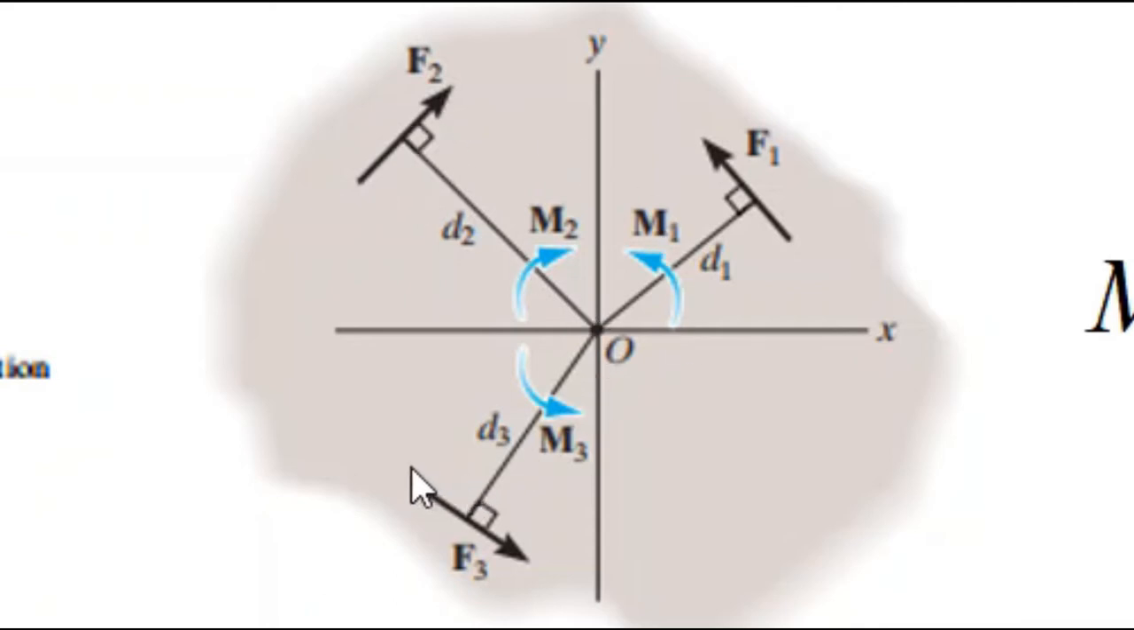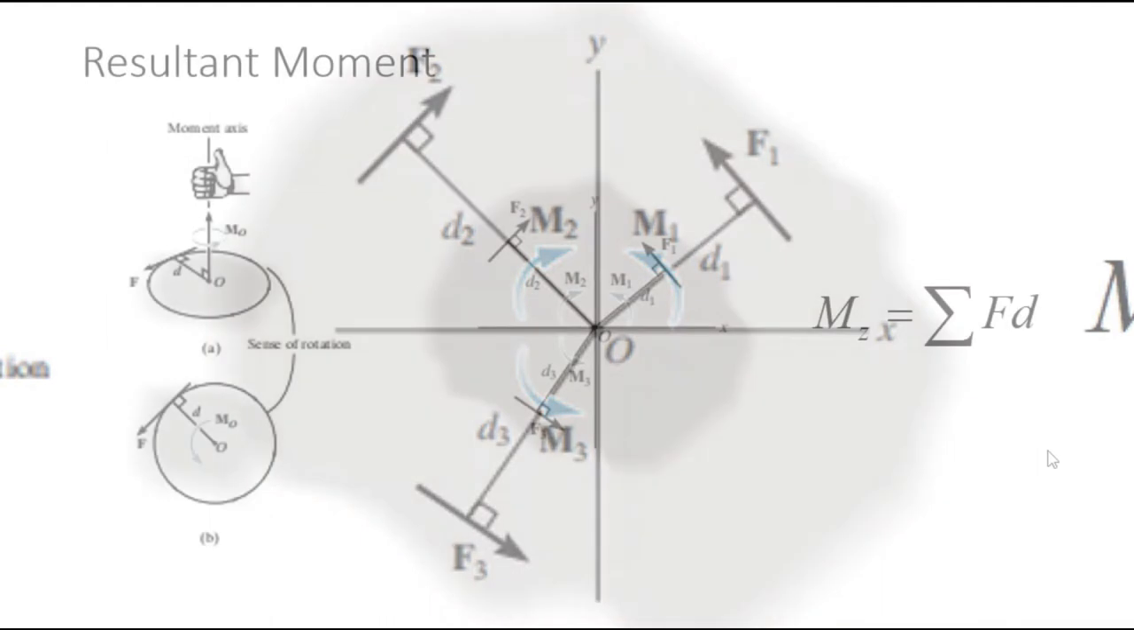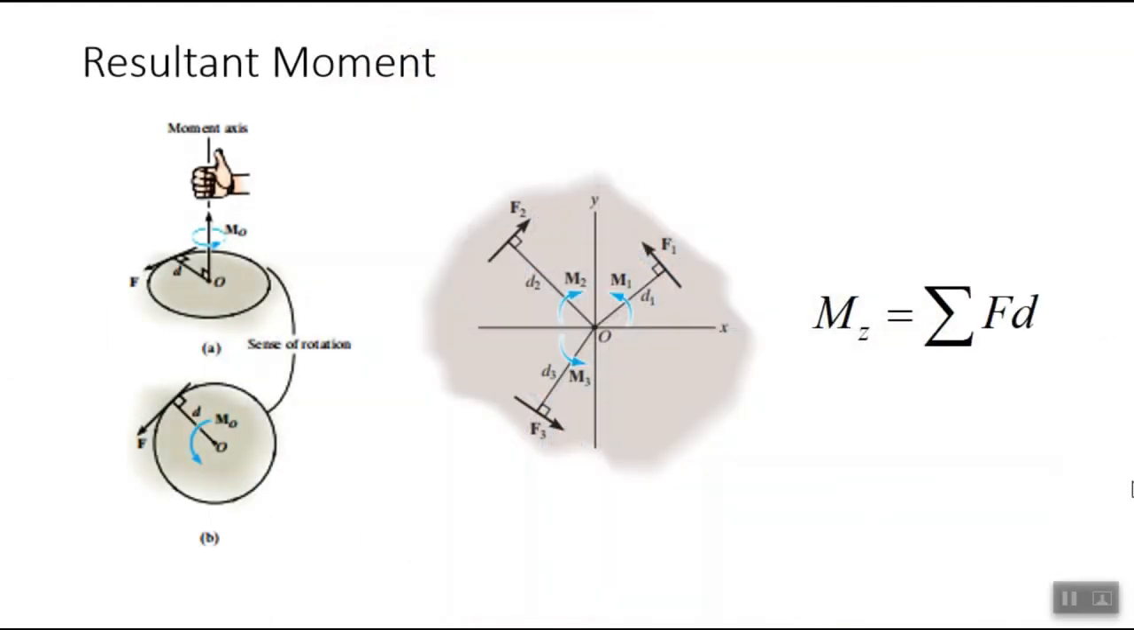The same goes for F sub 3. Rotation is counterclockwise, so negative. So it's like this. The summation would be negative F1 times D1 plus positive F2 times D2 plus negative F3 times D3. That is the summation of moments. Okay? So, I guess we'll stop here for now.